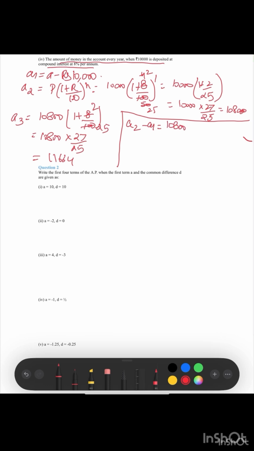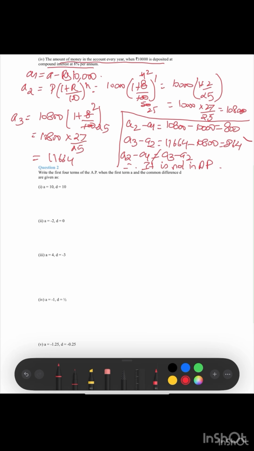So we have to find the difference over here. A2 minus A1 is 10,800 minus 10,000, which is 800. Again, A3 minus A2 is 11,664 minus 10,800. On subtracting, I'll get the answer as 864. Since you can see both the differences are not the same, therefore it is not in AP. A2 minus A1 is not equal to A3 minus A2. It is not forming an AP. I hope this question is clear to everyone.